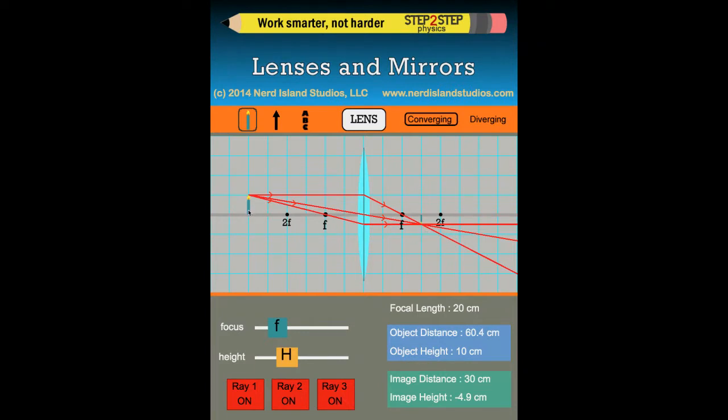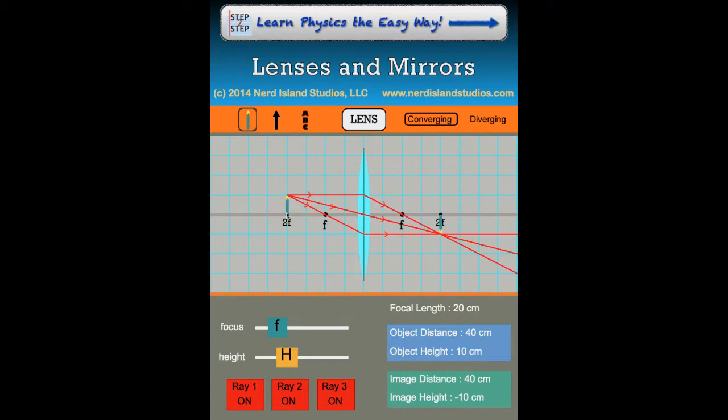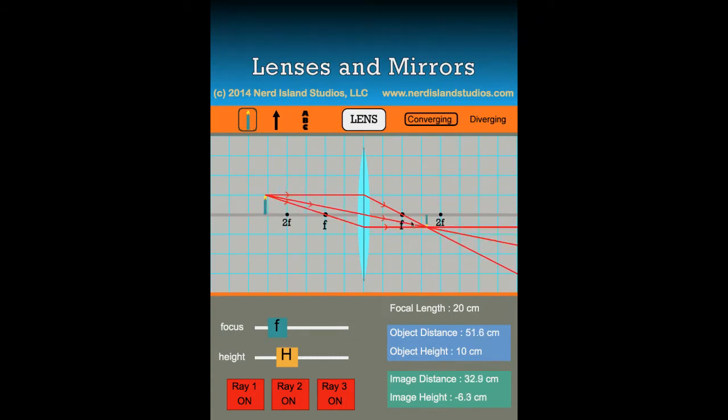And if I move this to exactly 2F, remember that's one of the turning points, and I've got to get it exactly there if we can. There we go. Okay, it's right on 2F. Because the focal length is 20, the object is at 40. Well, look what happens now. The image is exactly at 40, exactly at 2F. It's inverted, and it's the same height. So out here, it's real, inverted, and small. But when I get to 2F, it's real, inverted, and the same height.